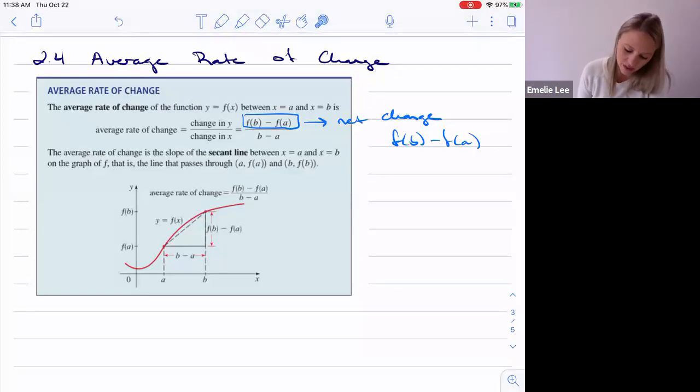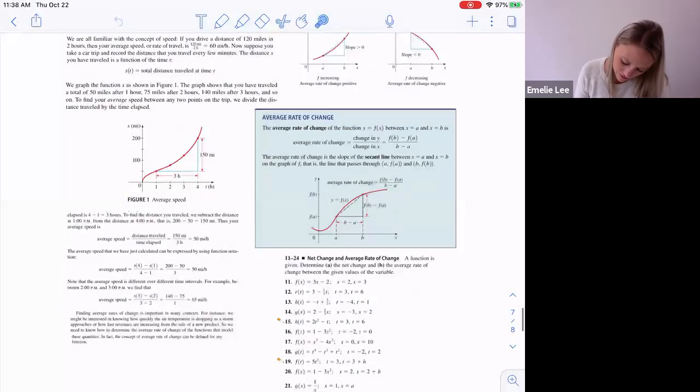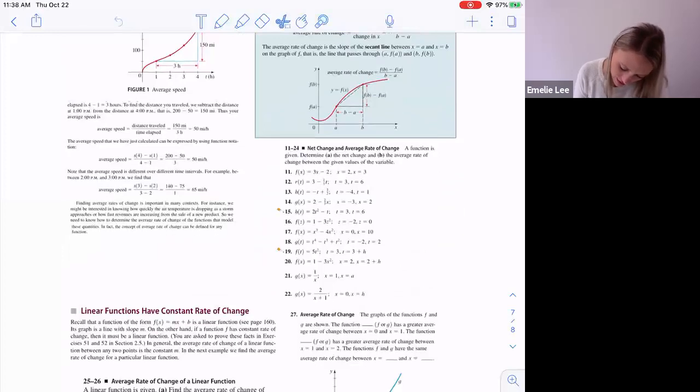So we can find the net change, or we can find the average rate of change. Typically, it's easiest if you start by finding the net change and then find the average rate of change, because then you'll have this chunk done already, right? And then you can just divide it by b minus a. So let's do some examples here.